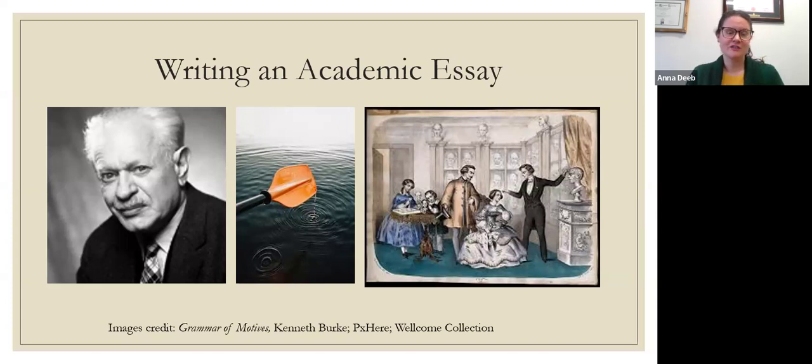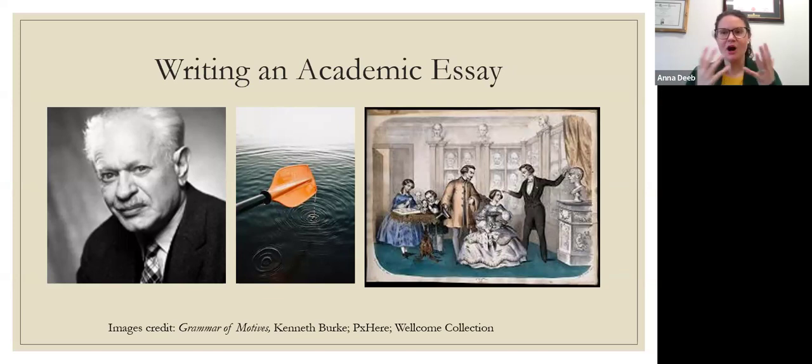The communication philosopher and theorist Kenneth Burke is pictured here on the left. And he had a couple of metaphors for thinking about how to enter the scholarly conversation, which is what students are asked to do anytime they write an academic essay. So he talks first about academia as sort of a flow of ideas, like a river. And you, writing an academic essay, dip your oar into that river. You're in your kayak and you dip your oar into the river. So that's one way to think about that.